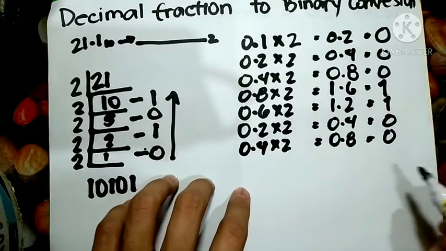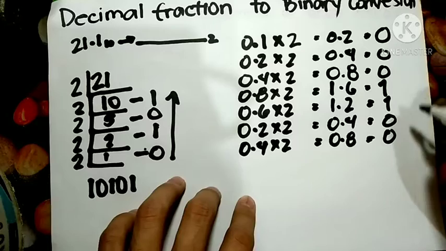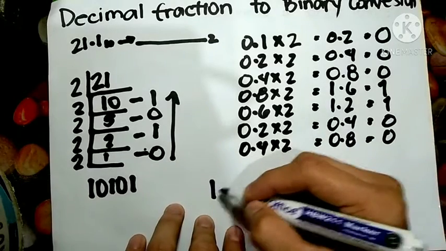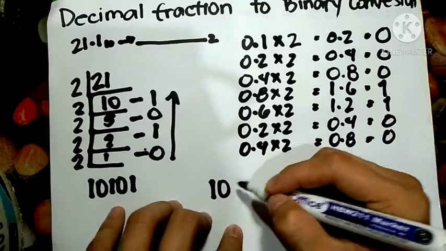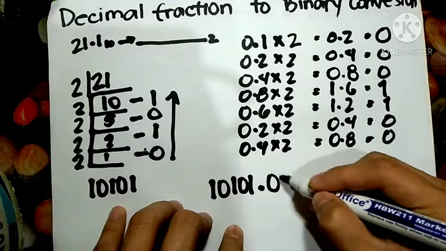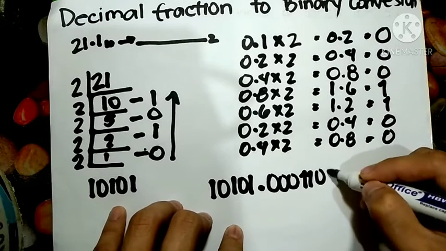Then we will write our answer again. This time we will write our answer from top to bottom. Then our answer will be 10101.0001100.